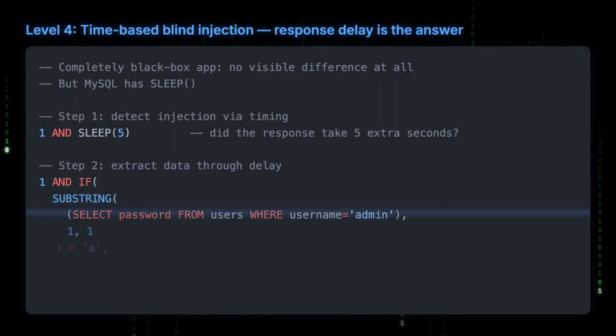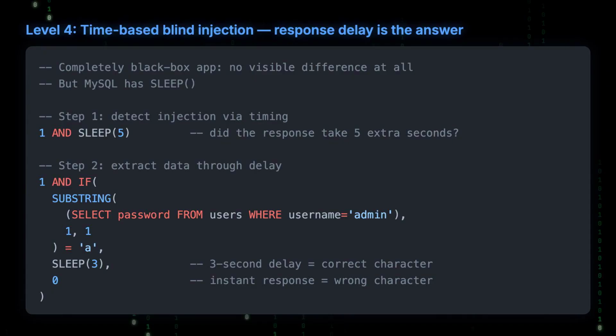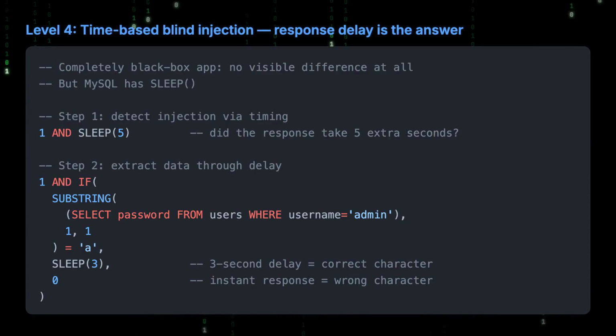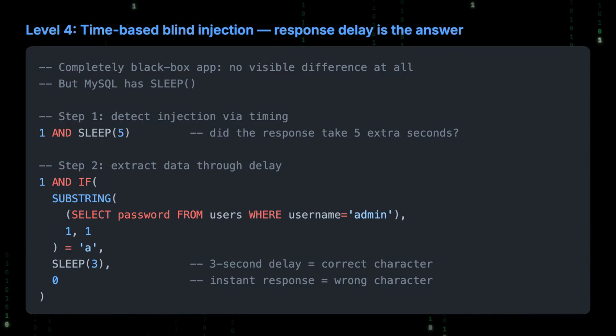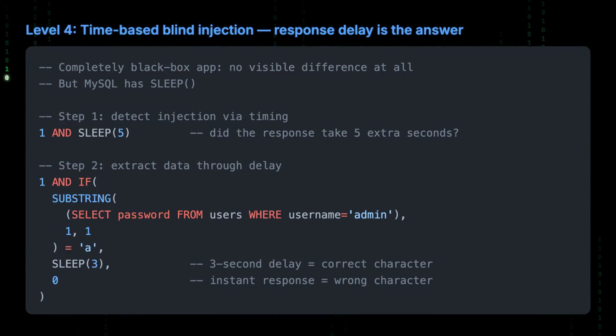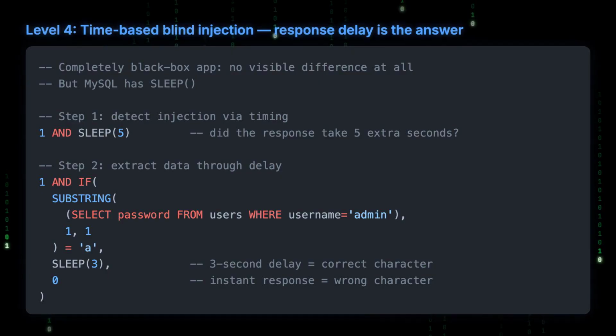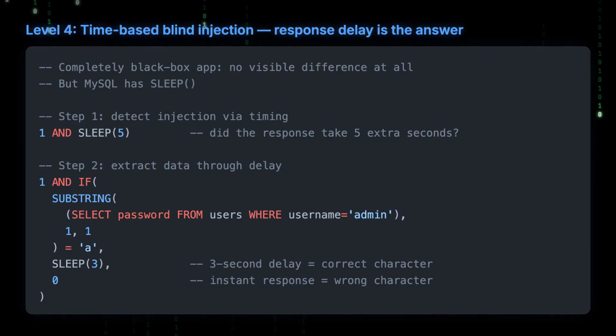Level 4. Now the app has absolutely no visible difference between true and false. Same response, same content every time. But MySQL has a sleep function. The attacker injects a conditional: if the first character of the password is A, sleep for 3 seconds. They measure how long the response takes. A 3-second delay means yes. Instant response means no. The database's own clock becomes the channel for leaking data.